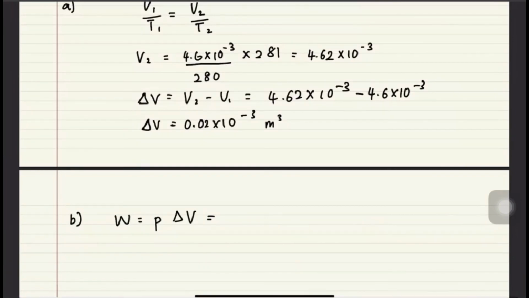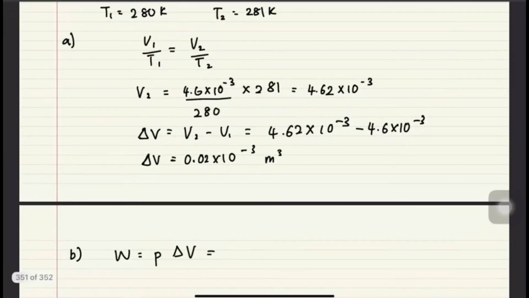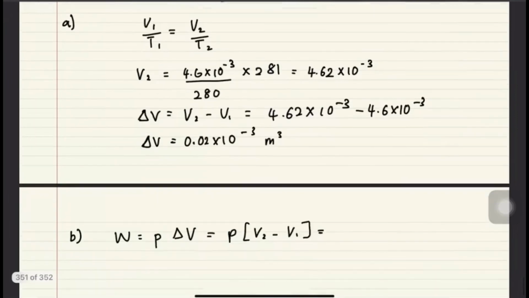Now I just want to show you what if we use the formula. That means I have P multiplied by V2 minus V1. It must be final minus initial, so positive and negative have meaning. Pressure here is 1 times 10 to the power 5.